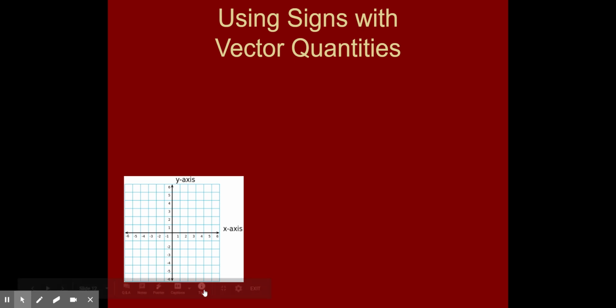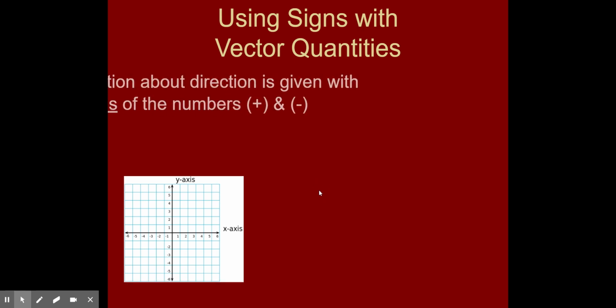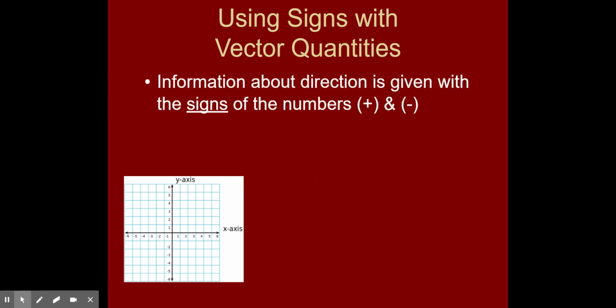Okay, now let's talk about using signs. If we say this is the y-axis and this is the x-axis, we know that this is positive here and here, and this is negative here and here. So we have the positive quadrant, the negative quadrant, and so on. So we'll need to use those signs when we're given vectors or direction.